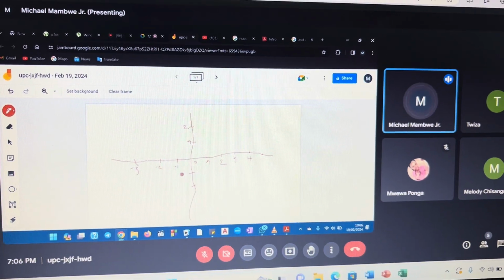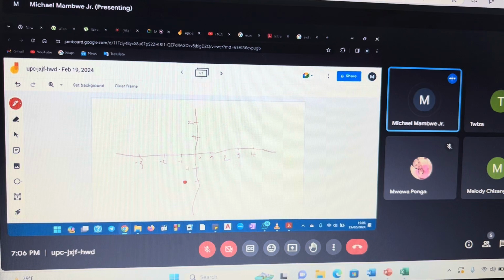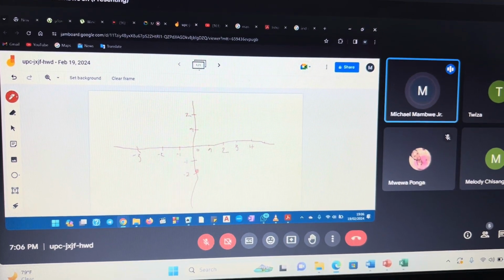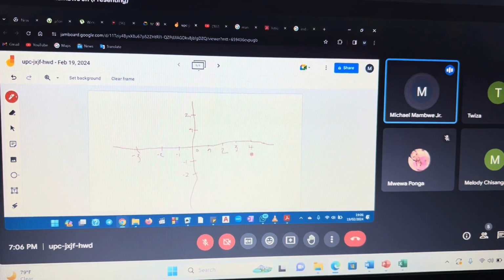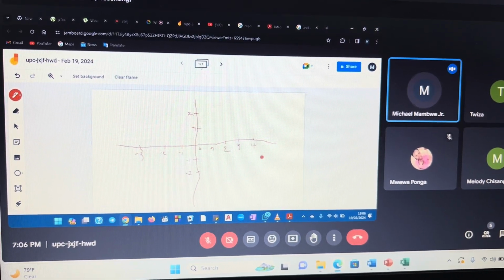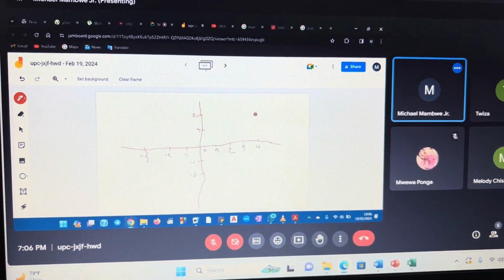Below the intersecting x-axis are negative. So this would be -1, and then this would be -2. So as I was saying earlier, coordinate geometry helps us identify the position in space of certain objects. So say we have a point somewhere here.